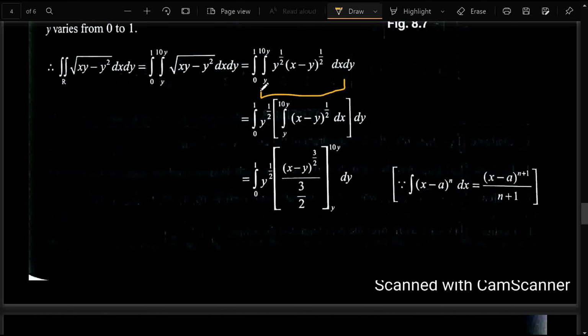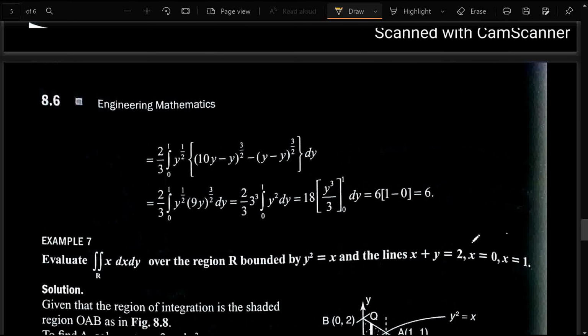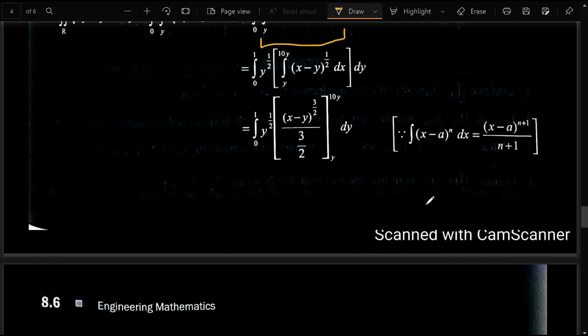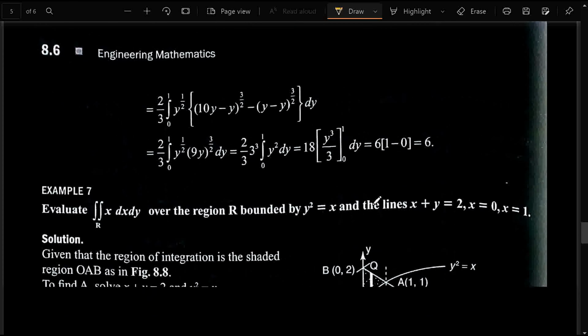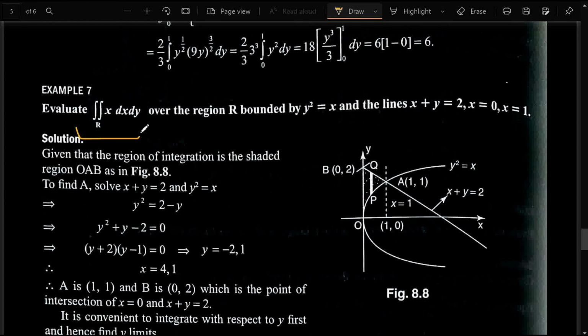You have to get it. First we have to integrate the inner one, and then after integrating everything and putting in the limits, you have to integrate with respect to y, the second limit. Simple. Just look up the steps, guys. It is self-explanatory. And this is our third question.